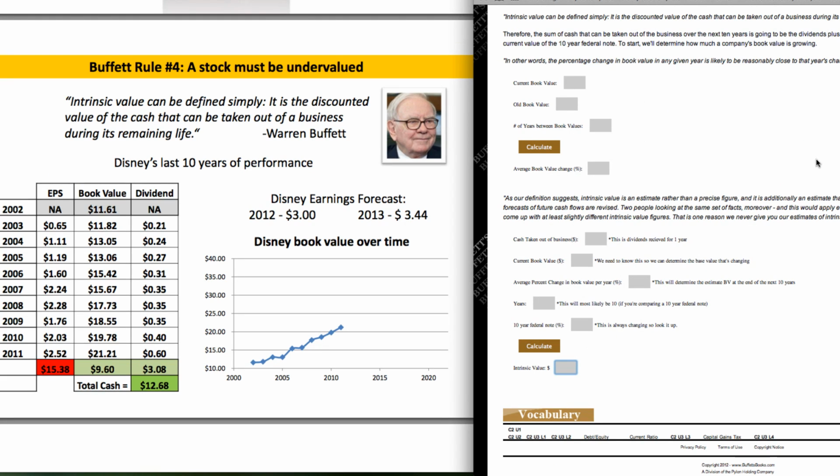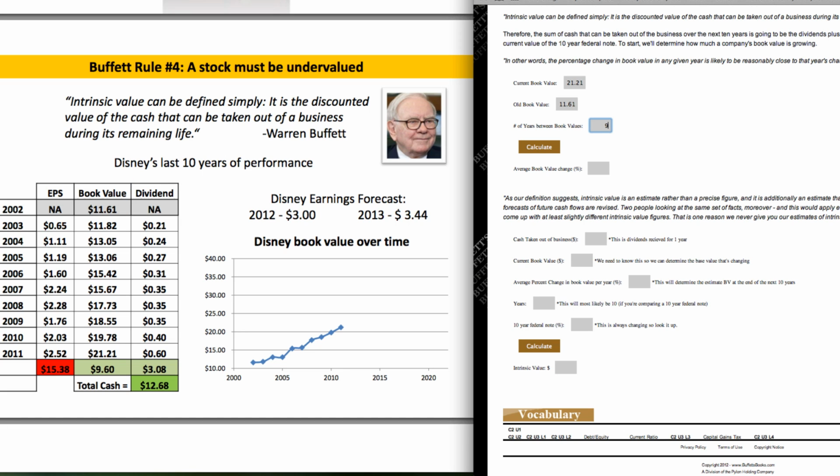Okay, so here we are back at the Buffett's Books intrinsic value calculator. And just like before, we're going to go ahead and start at the top. And we're going to start off with the current book value. And what we're going to do is we're going to figure out how much Disney's book value has grown over the last 10 years. Okay, so the current book value on Disney, we're going to use $21.21. The old book value, which we're going to go clear back to 2002, and we're going to put in $11.61.